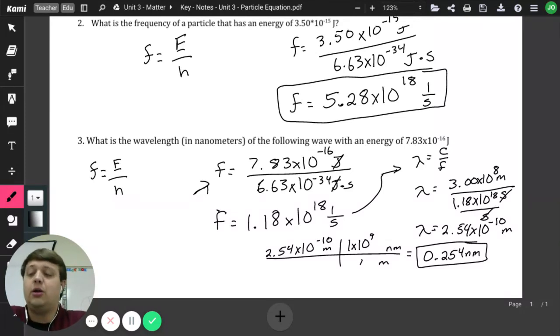Cancel those 2 seconds out. We're going to end up with meters as our unit. You'll end up with 2.54 times 10 to the negative 10th meters. But then my question asked me to solve for it in nanometers. So I did need to do one more thing and convert from meters into nanometers. I would use dimensional analysis with 1 times 10 to the 9th nanometers for every 1 meter, and I would end up with 0.254 nanometers as my answer.